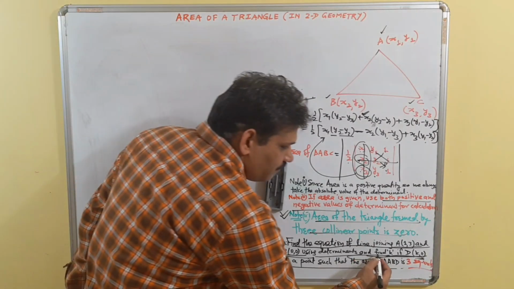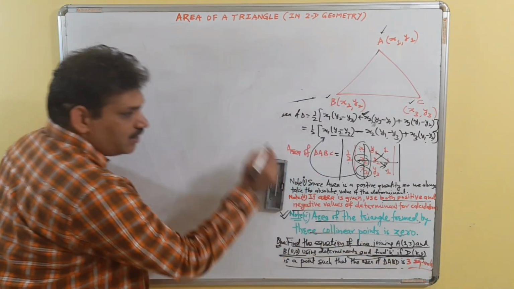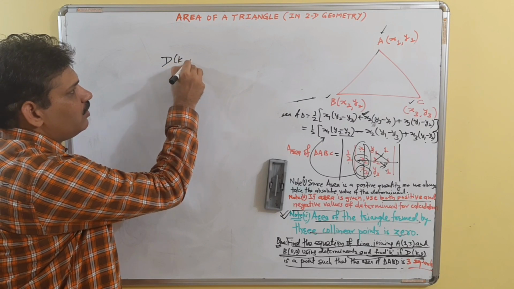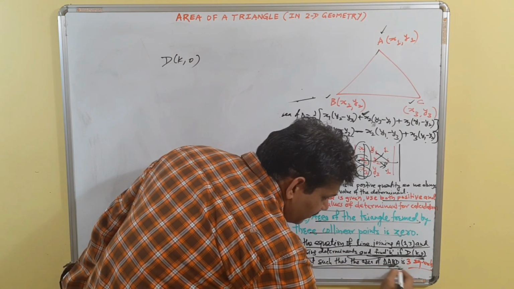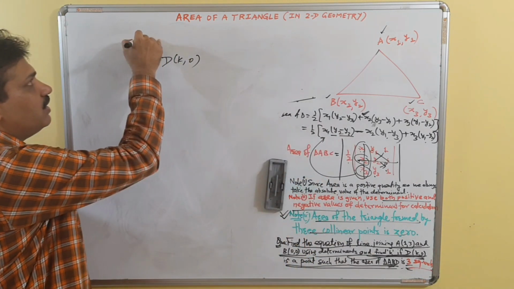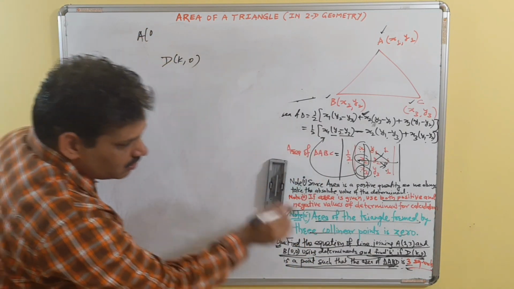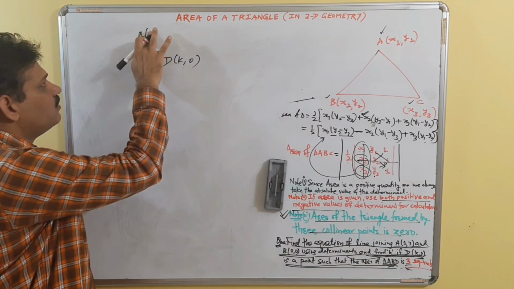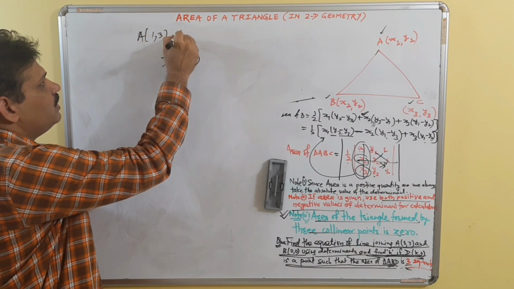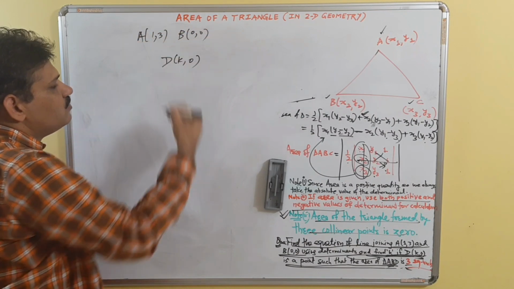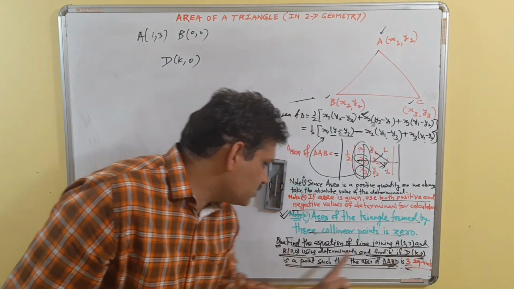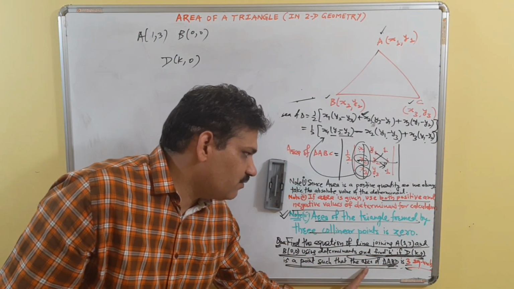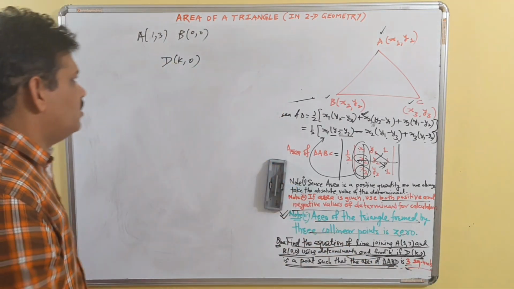We have to find the value of k so that D k comma 0 is a point such that the area of triangle ABD is 3 square units. A here is 1 comma 3, B here is 0 comma 0, and D is k comma 0. Find the value of k if D k comma 0 is a point such that the area of triangle ABD is 3 square units.